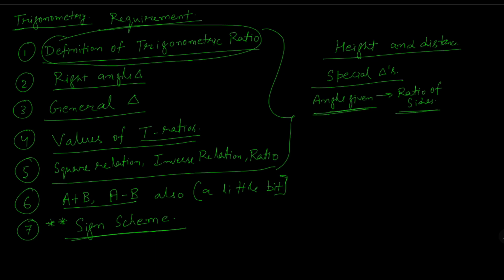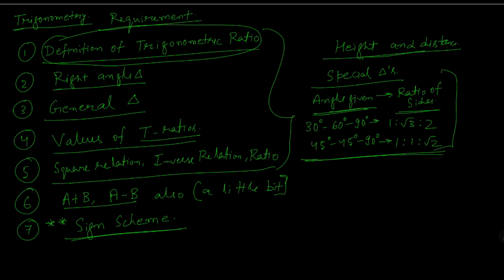For example, this angle is given, we have done like 30, 60, 90 degree triangle. What is the ratio of sides? That is 1:√3:2, 45, 45, 90. So most of your questions will be based on these two only, right? Most of your height and distance questions will be based on this. So don't get confused. Height and distance is not a primary part, or the way the questions will be asked from this will not be primarily from trigonometric point of view. It will be primarily from the point of view of these specific right angle triangles, sometimes a couple of more. So we'll take them one by one.